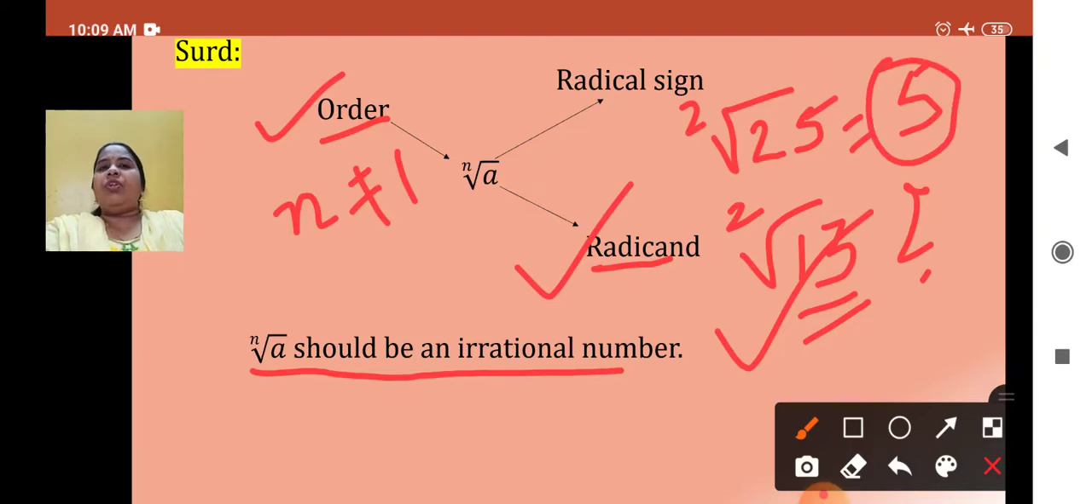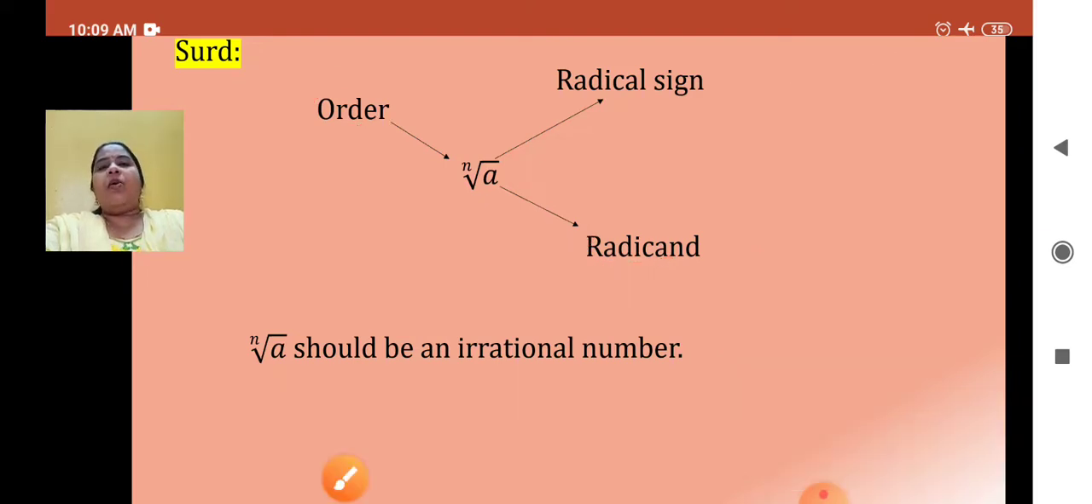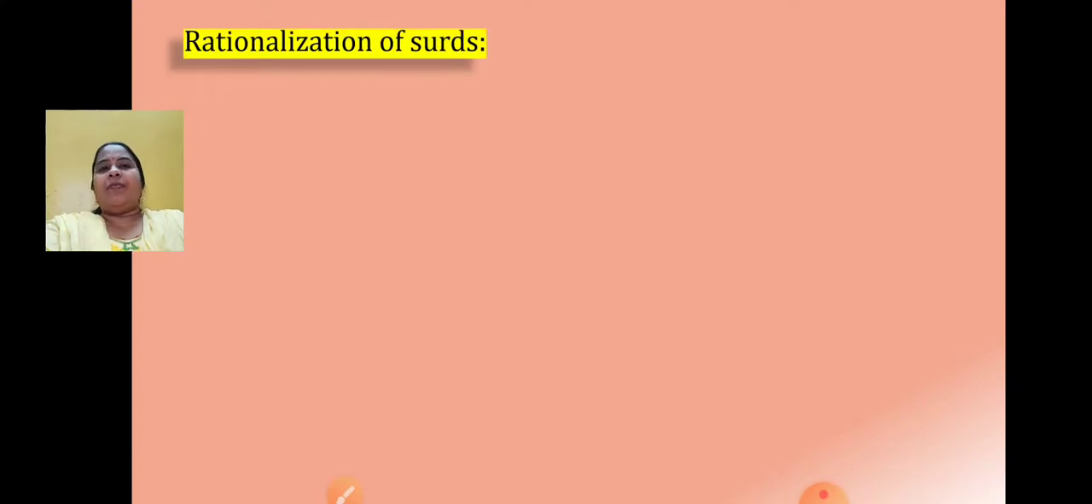Okay, so even though the first two conditions are satisfied, the third one is not satisfied. So square root of 25 is not a surd, whereas square root of 13 is a surd. I hope you have understood this concept with the help of these examples. Okay. Now let us move to the next concept.